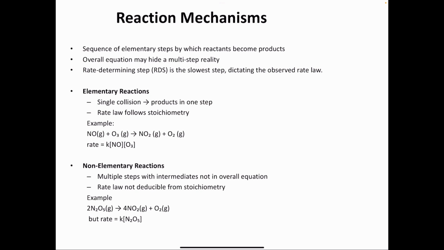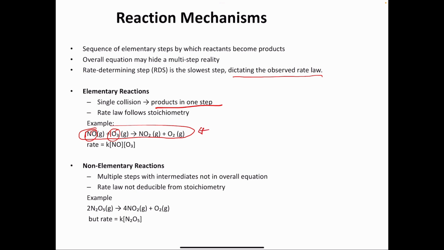Then reaction mechanisms. Of course, reaction mechanisms are going to be sequences of elementary reactions like we've already seen. The overall equation may hide those multiple steps, and the rate determining step is going to be the slowest step. Elementary reactions, like we said already, are single collisions whereby reactants are converted into products in one step, and they follow the stoichiometry of the equation. Taking an example, 1 NO reacts with 1 ozone, meaning if this is the elementary reaction, the rate equation is going to be rate equals k into the concentration of this to the power 1 times the concentration of that to the power 1, because the whole reaction is elementary.